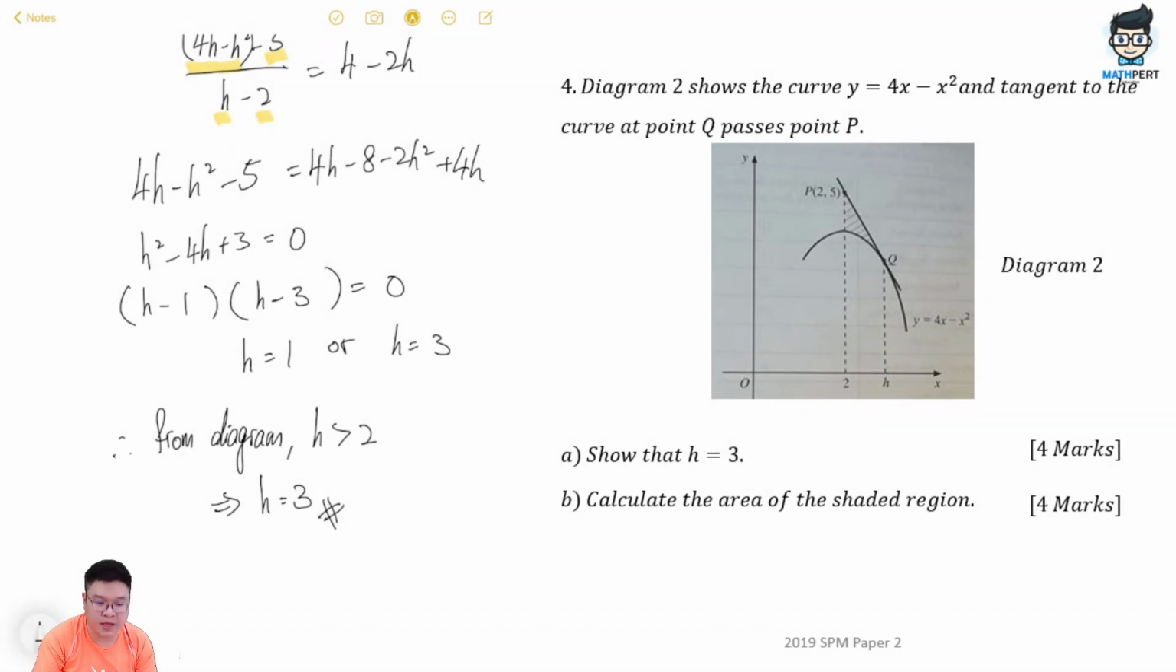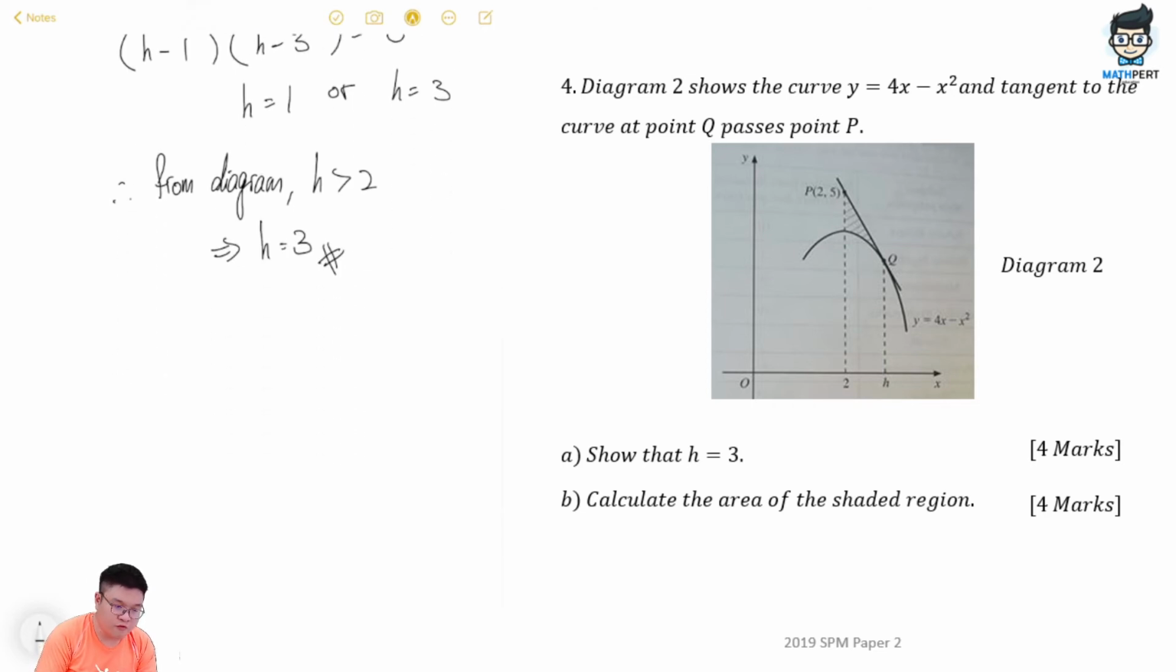Then for part B, calculate the area of the shaded region. The shaded region is over here. Do you notice that this is a trapezium? The line from the x-axis to point P and the line from the x-axis to point Q are parallel, so this is a trapezium. The area of the trapezium minus the area under the curve and the x-axis gives us the shaded region.